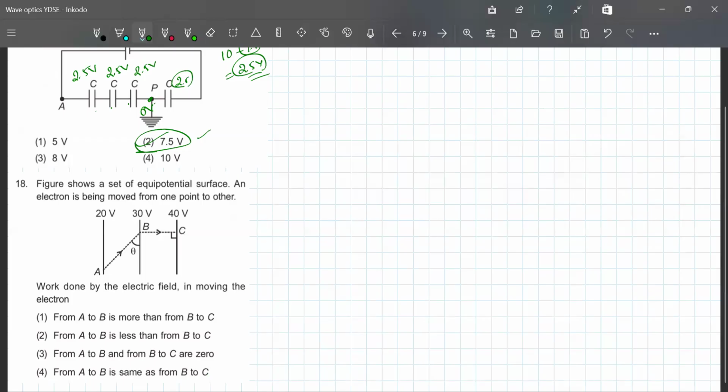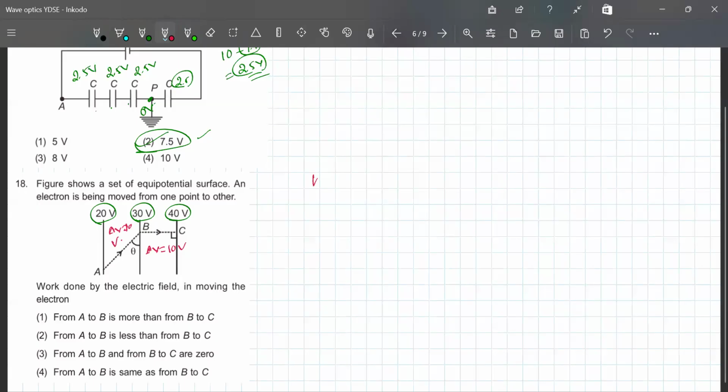Now see here, the next problem. We have three potentials here, 20 volts, 30 volts, and 40 volts. These three are the three equipotential surfaces. Now here, the difference between these two, delta V is equal to 10 volts. Here also delta V is equal to 10 volts. Here also 10 volts. Now they ask about a charge passing.